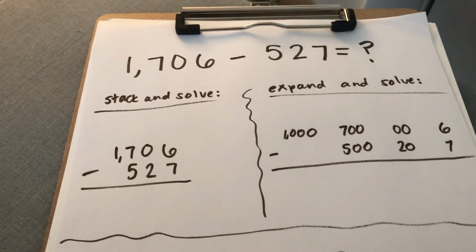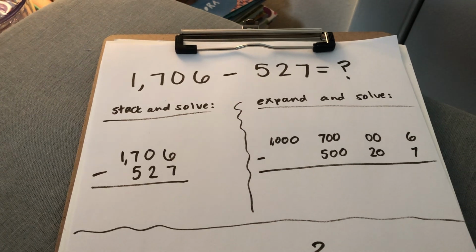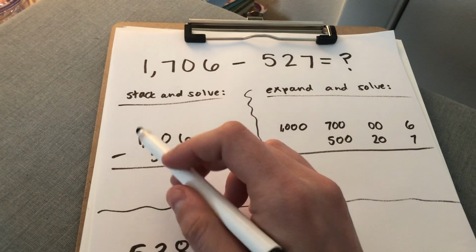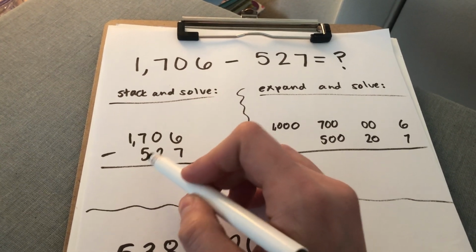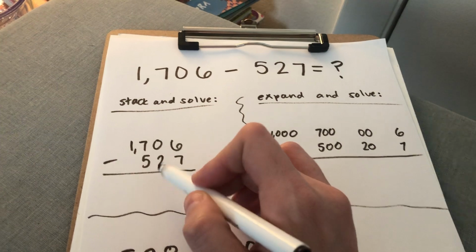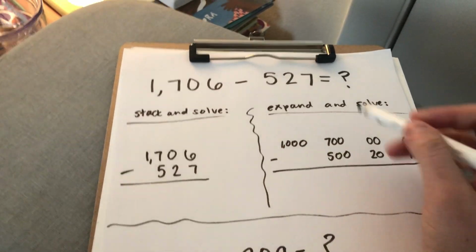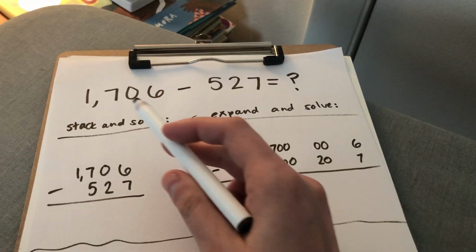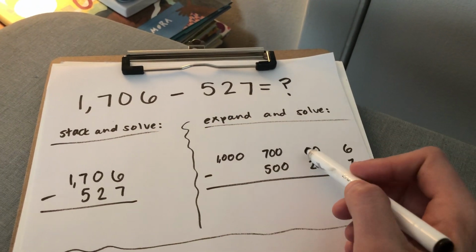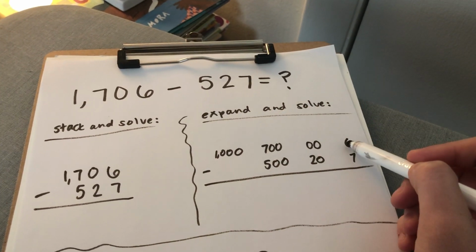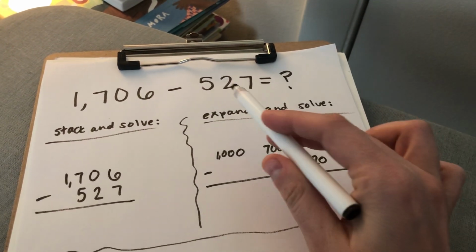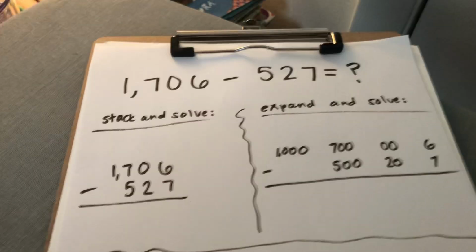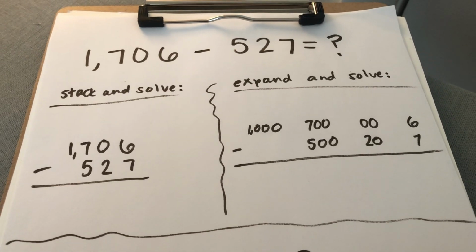Okay, starting with the first one, 1,706 minus 527. Remember, you can stack and solve by lining up place values, noticing I didn't put anything under the thousands because 500 is in the hundreds place, 20 is in the tens, and 7 is in the ones. Or you can expand and solve by showing the value of all of your numbers. 1,700, 0 tens, 6 ones, minus 500, 27.